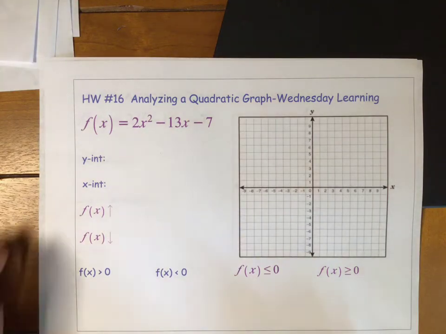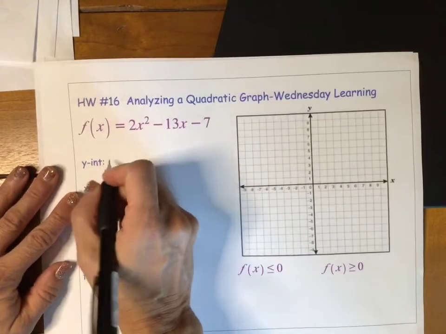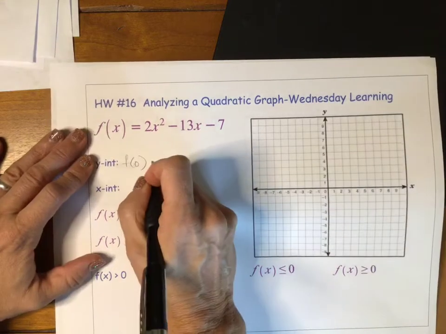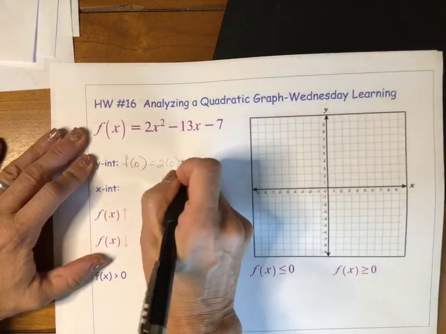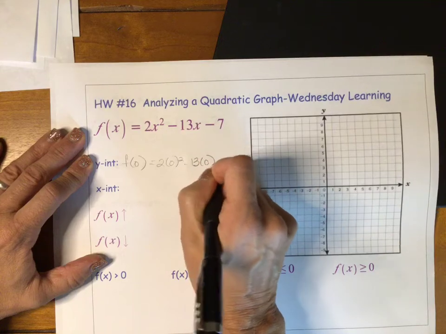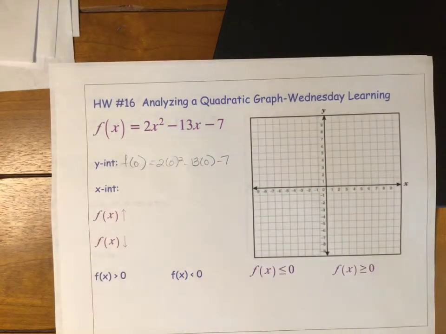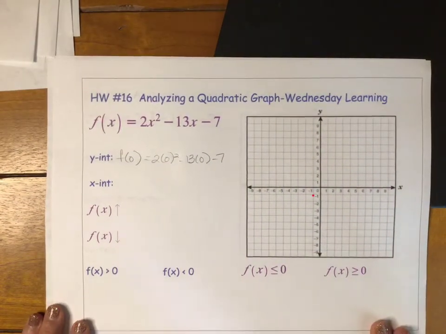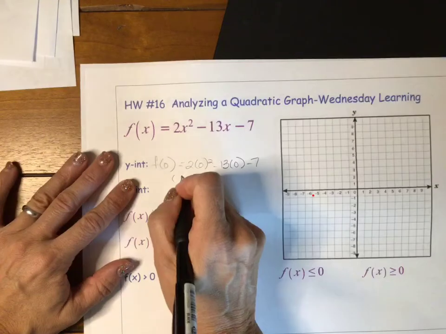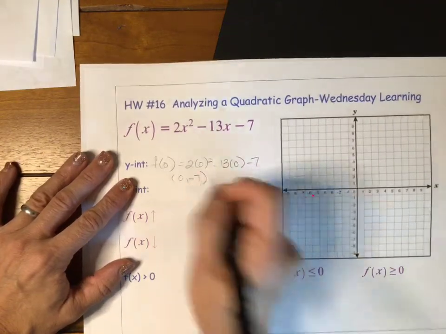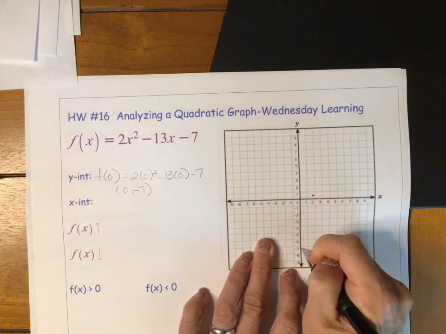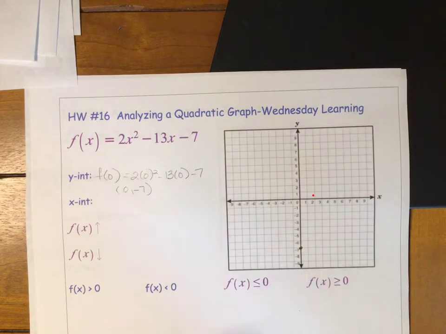Y-intercept, remember it's easy to get it from standard form. We just plug 0 in for x. So we really want f of 0. 2 times 0 squared minus 13 times 0 minus 7. And remember, your y-intercept is always that c value. Let me zoom in a little bit so you can see it better. And so my y-intercept is 0, negative 7. So I would just put that on my graph. Got 0, negative 7.